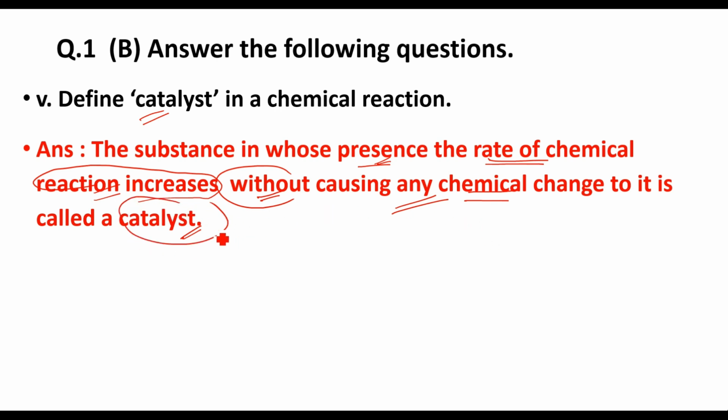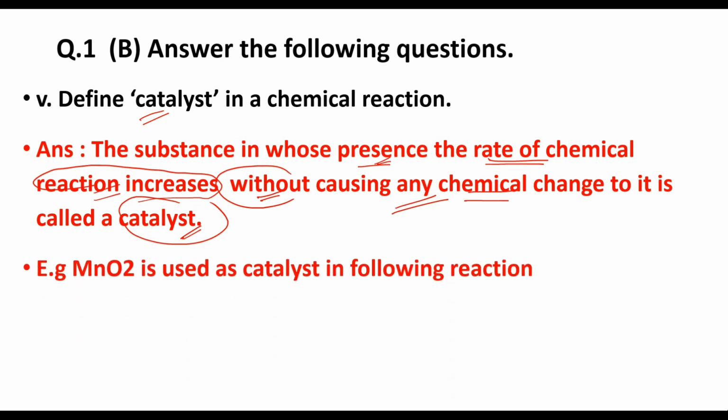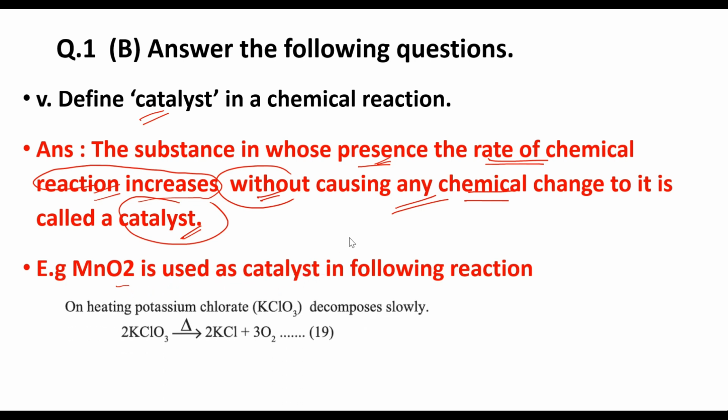The role of the catalyst is that after using that catalyst as a substance or a chemical, the reaction takes place only faster. That is the only advantage, and that is what we call a catalyst. So if the definition is asked, you can write one more example of that catalyst. Here I have written an example: manganese dioxide used as a catalyst in the following reaction.